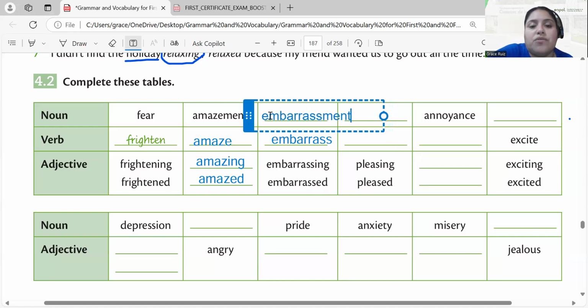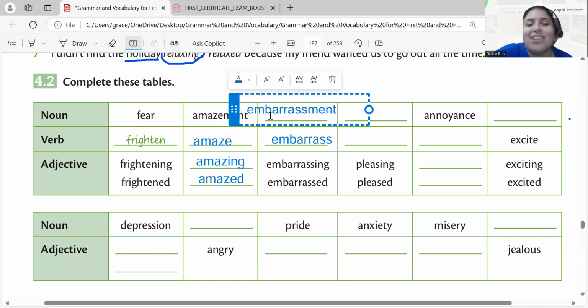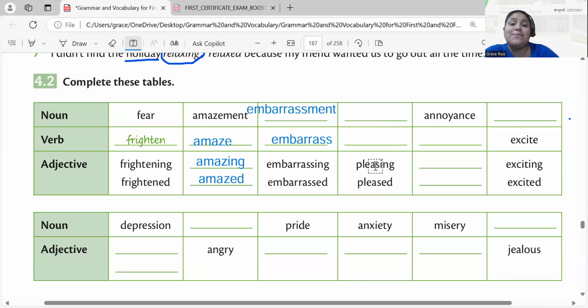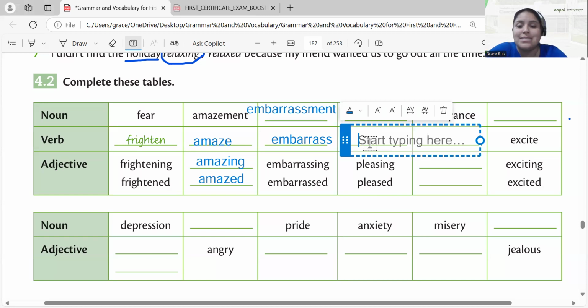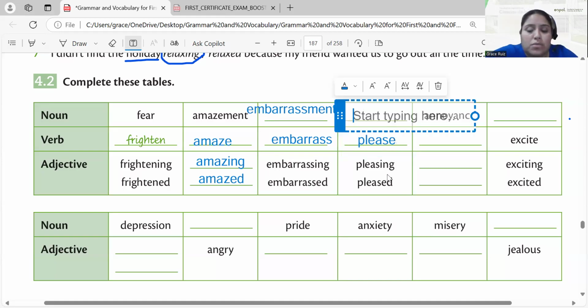All right, let me just move it over because it doesn't quite fit in here. And then here it says pleasing, please, so the verb will be please. I know that you might think, okay, Grace, but please is not por favor. Yes, it is. But it could also be a verb. It could be agradar, please, to please somebody, agradarle a alguien. And definitely the noun will be pleasure, placer. Okay.